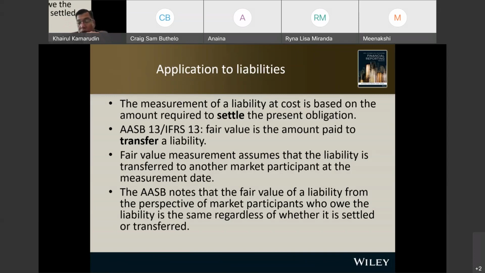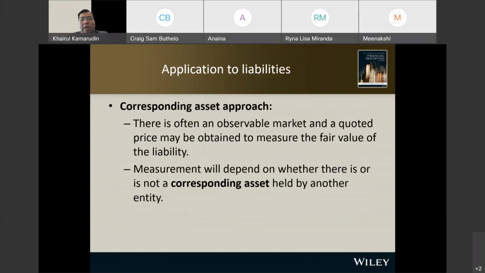So we want to make sure if you settle the liability, you pay your liability, what is the amount? So that is the fair value. So the fair value, in your perspective, is how much you need to pay if you settle that, whether you're going to transfer or settle that amount. Okay, so we have this corresponding asset approach.